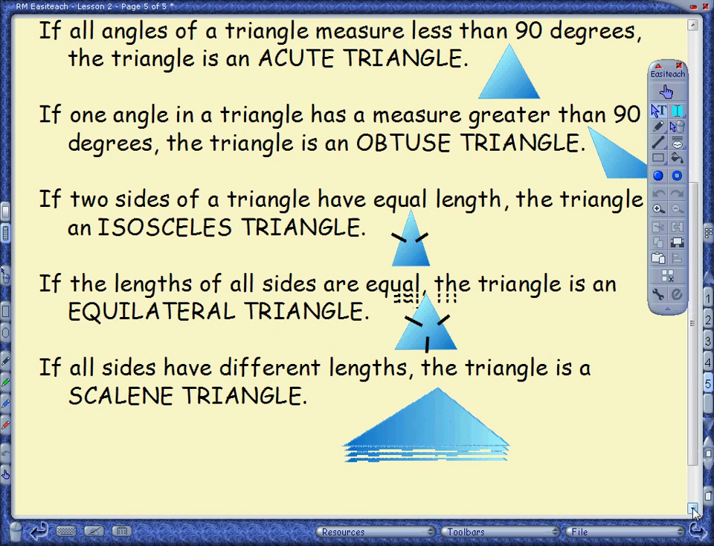And then here, if the lengths of all the sides are equal, the triangle is an equilateral triangle. All three sides are marked as being equal, and that means that that is an equilateral triangle, all sides equal. If all sides have different lengths, the triangle is a scalene triangle. All of these sides are of different lengths, shortest, longer, and longest. That's the end of lesson 2.